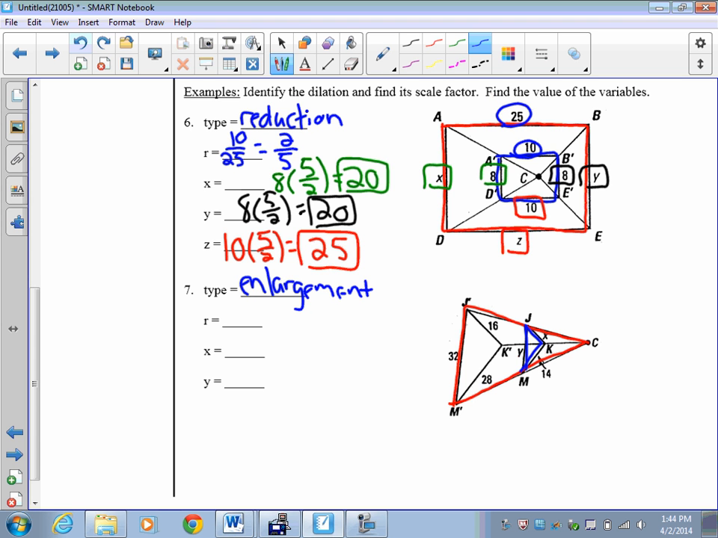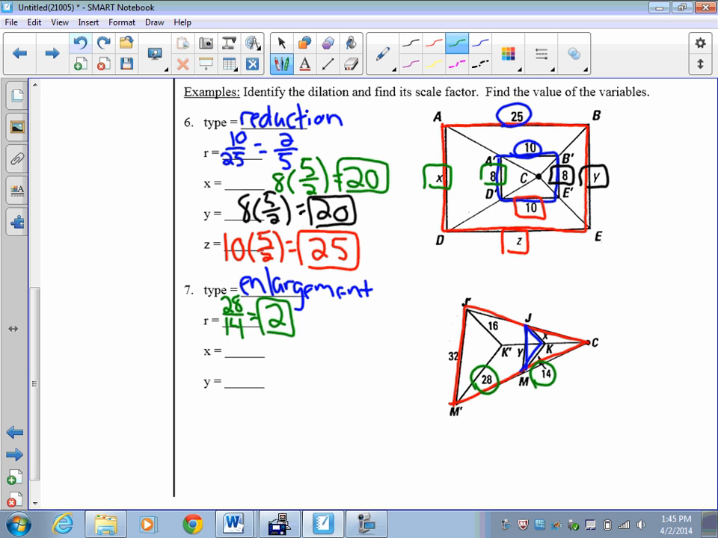To find R, we take the sides that we know. That would be 28 and 14. Remember, the image size goes on top or in the numerator, and the pre-image goes in the denominator or on the bottom. So R is 2.